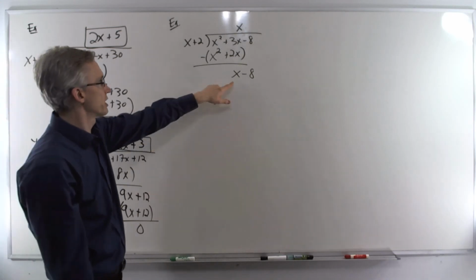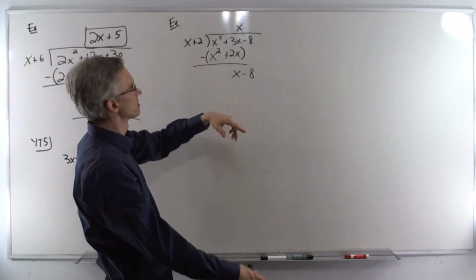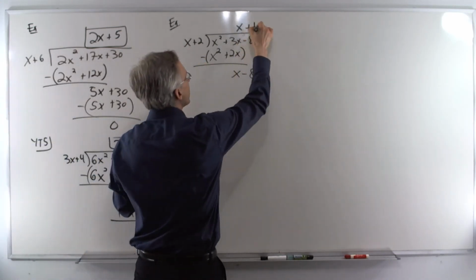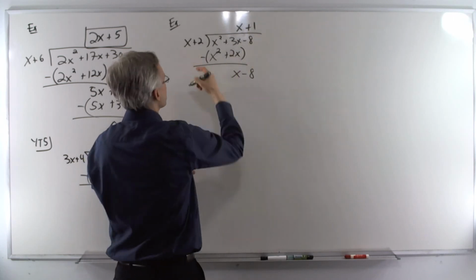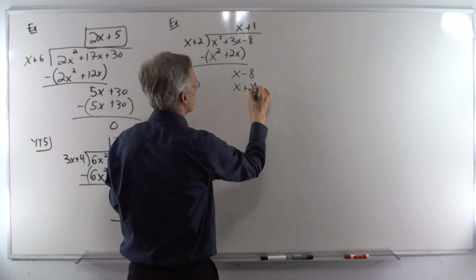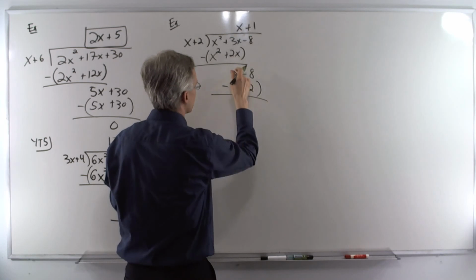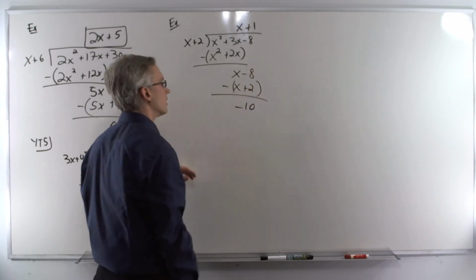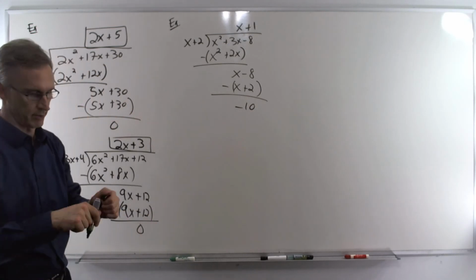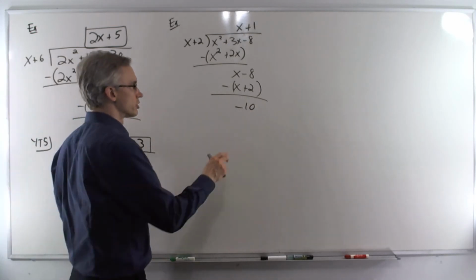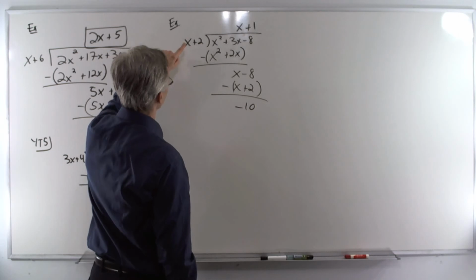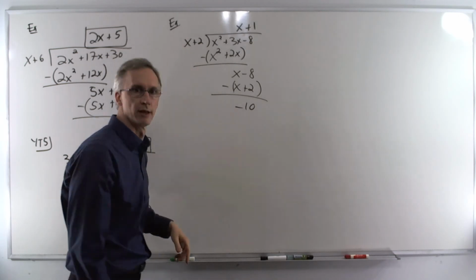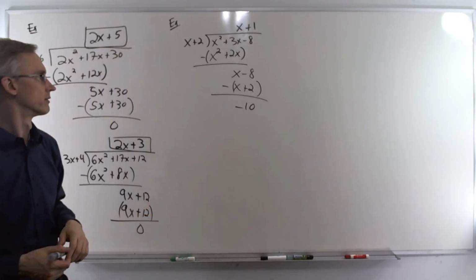All right, now we need to match x. What do we need to multiply x by to get x? Well, that's 1. So plus 1 up here, and 1 times this binomial is x plus 2. And we'll subtract. X minus x is 0. Negative 8 minus 2 is negative 10. So it didn't work out evenly this time. Now, there's no way we can find anything to multiply x by to get negative 10. So that means we're done. We can't go any farther.